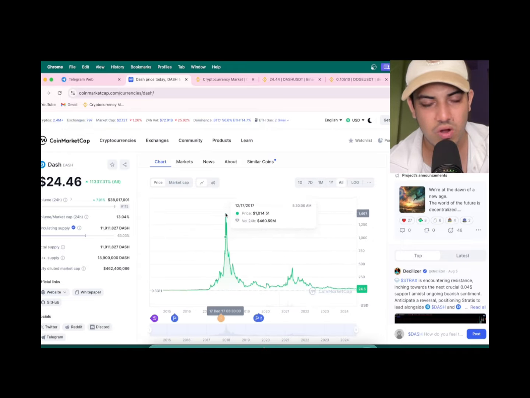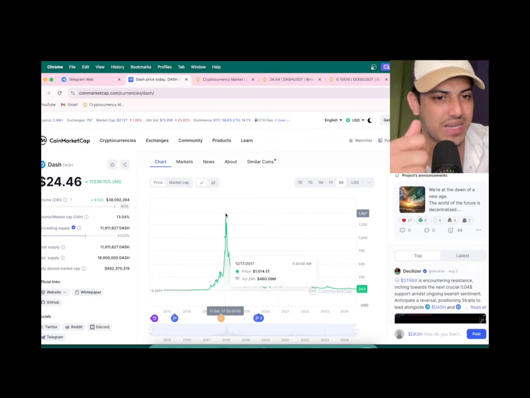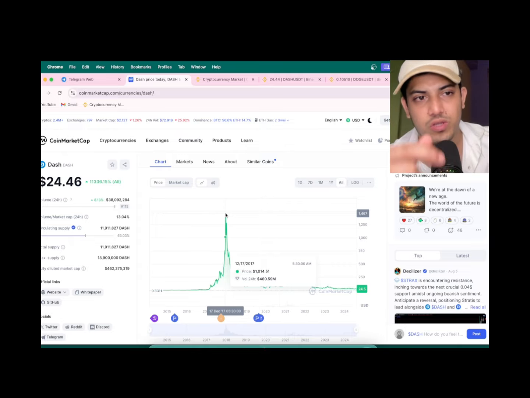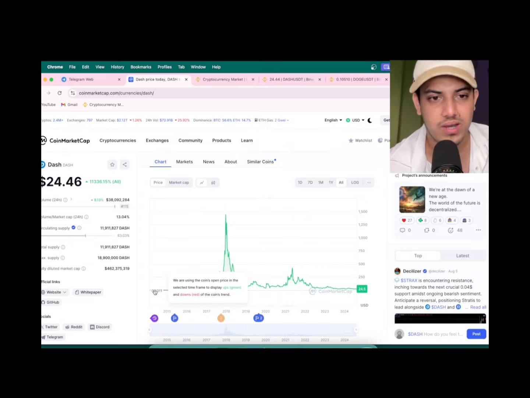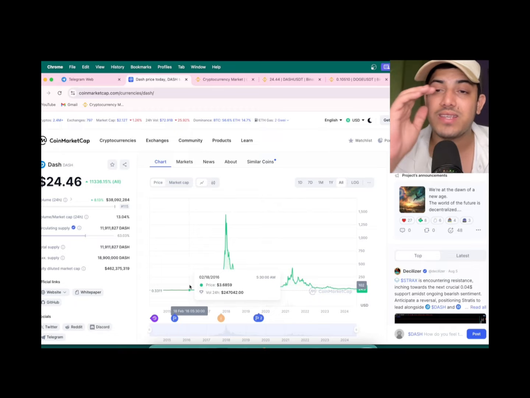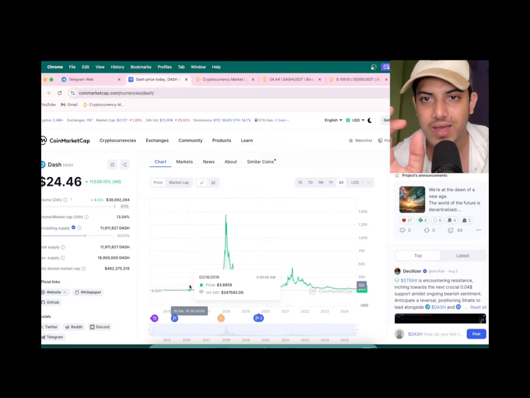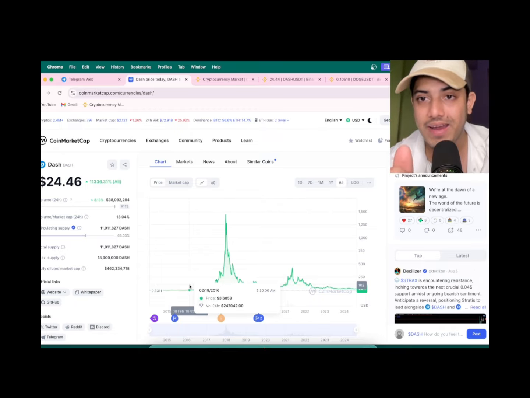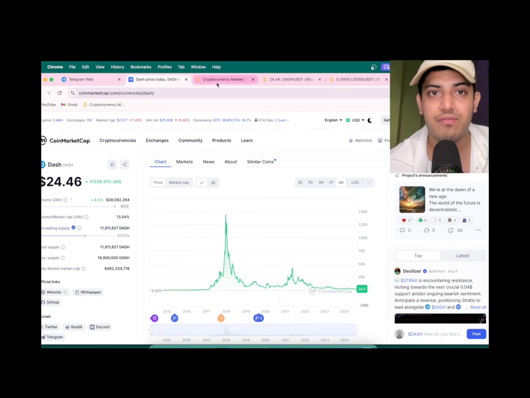In 2017 it shocked the world, pumped up to 1467. That was back in 2017. I was there when I saw it, but XRP pumped a lot. XRP pumped more than this. This token pumped from 33 cents. XRP was the most pumped token in 2017, which was coming after Bitcoin.